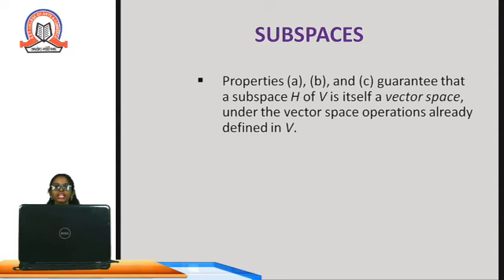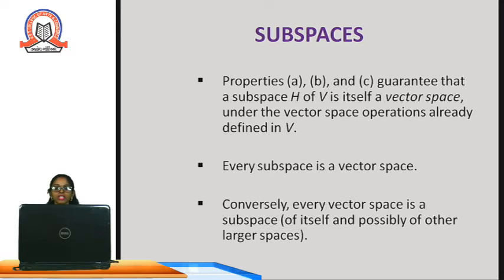Now properties A, B and C guarantee that a subspace H of V is itself a vector space under the vector space operations already defined in V. Next property for subspaces: every subspace is a vector space, but every vector space is not called a subspace. Conversely, every vector space is a subspace of itself and possibly of other larger spaces.